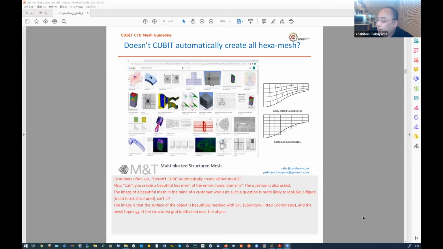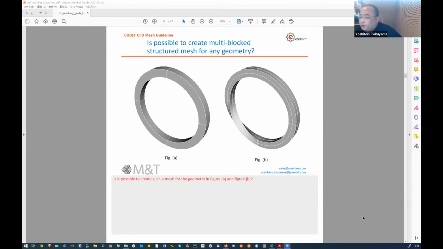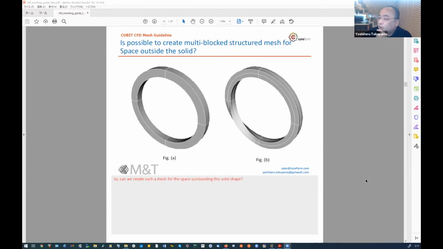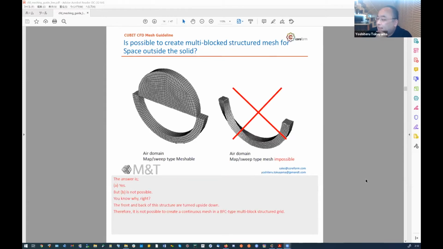The image is the surface of the object is beautifully meshed with BFC, and the mesh topology of the structured grid is attached near the object. Is it possible to create such a mesh for the geometry in figure A and figure B? Yes, you can. Is it easy? So can we create such a mesh for the space surrounding this solid shape? The answer is A, yes, but B is not possible.